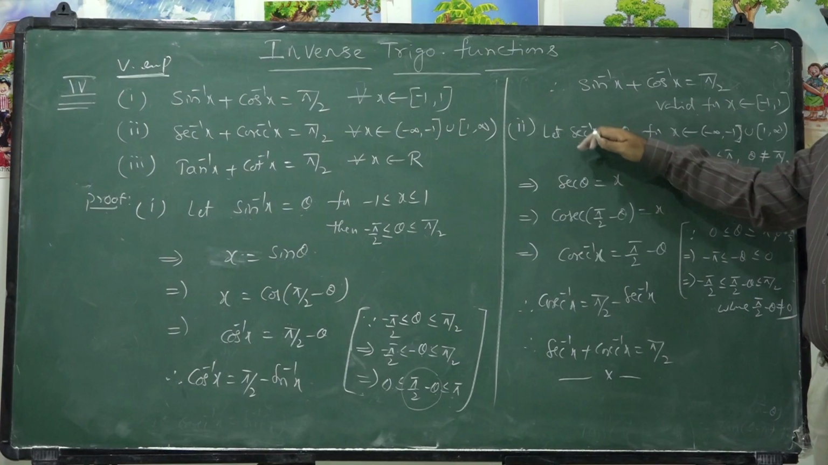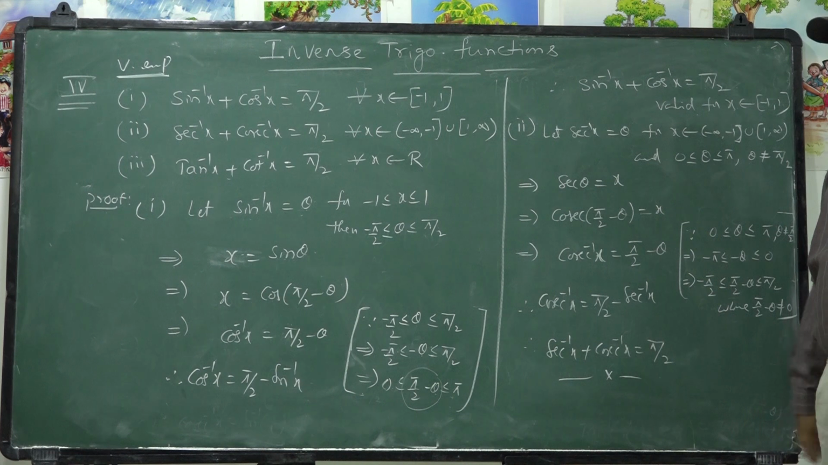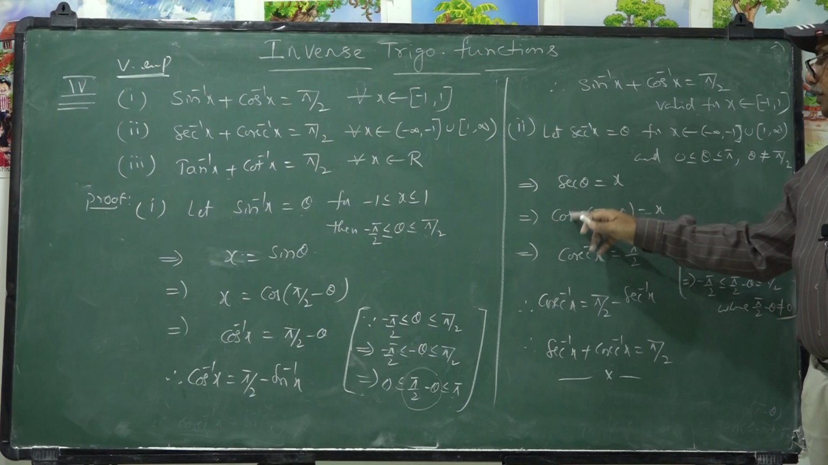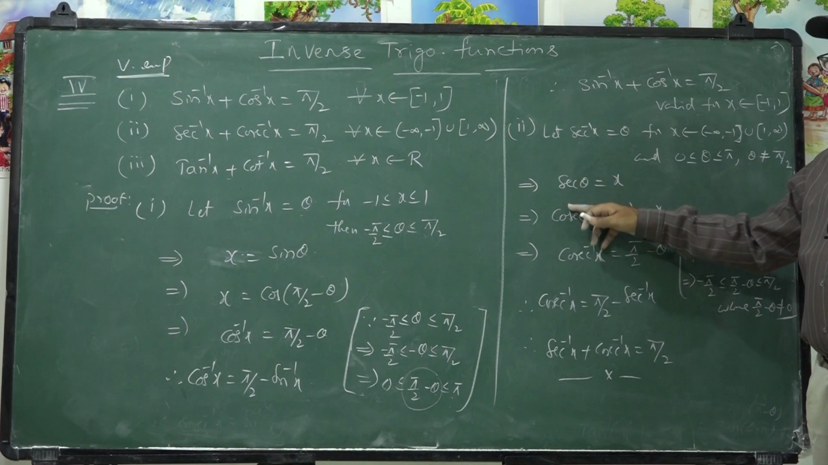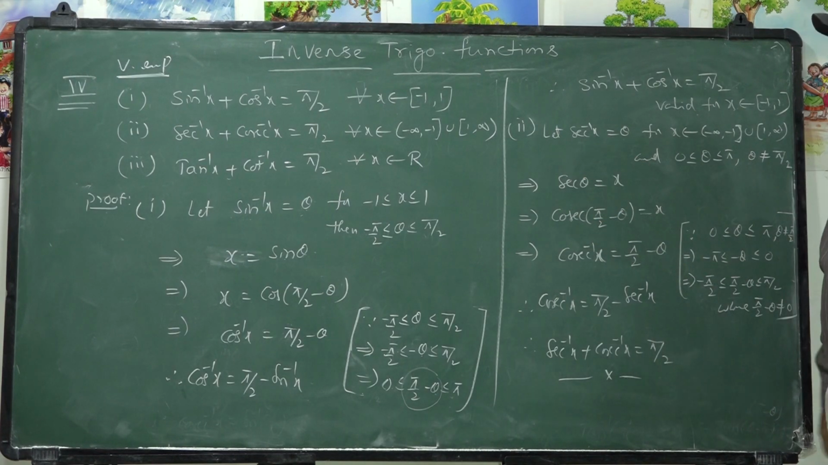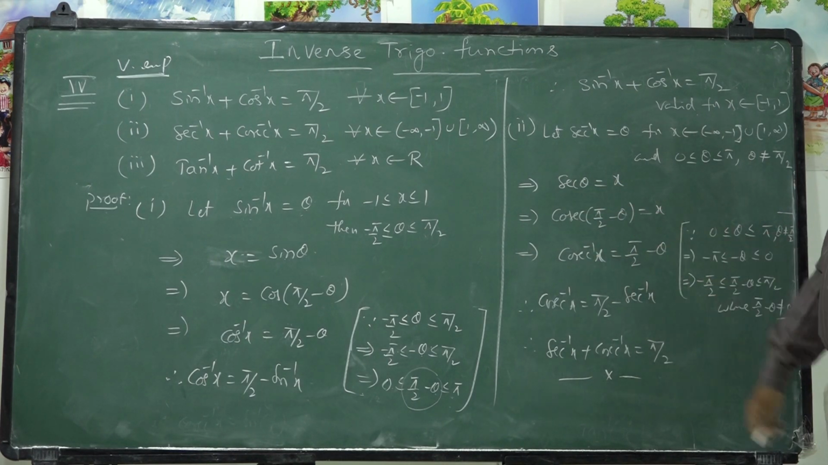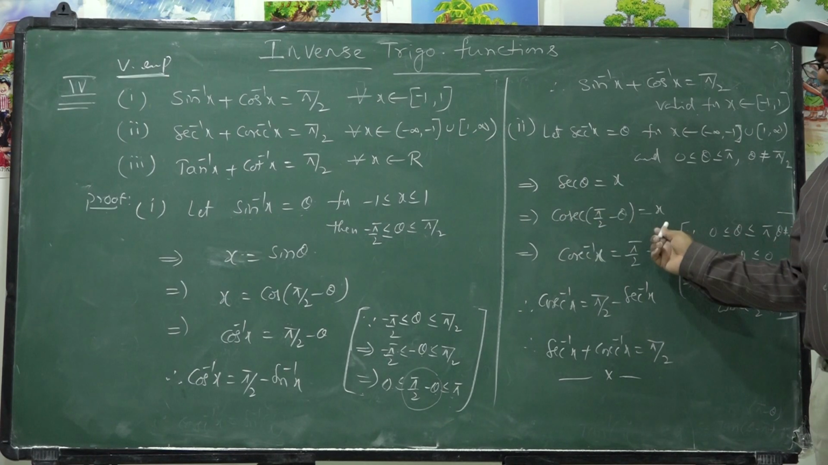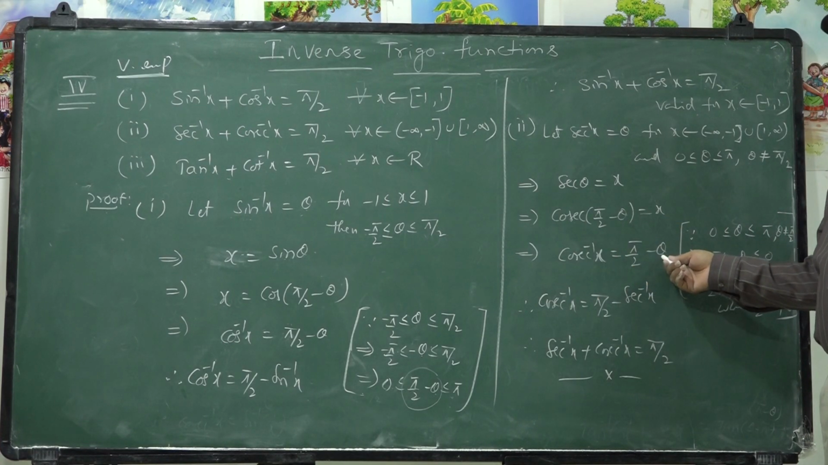So from secant inverse x equal to theta, it implies secant theta becomes x. Secant theta may be written in terms of cosec as cosec of pi by 2 minus theta. Cosec 90 minus theta gives us secant theta. Hence secant theta may be expressed as cosec of pi by 2 minus theta equal to x. So apply cosec inverse on both sides. You get cosec inverse x equal to pi by 2 minus theta.